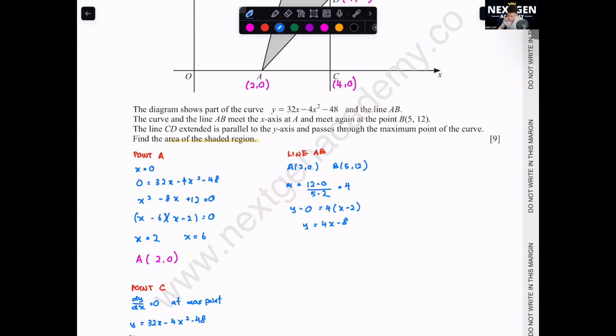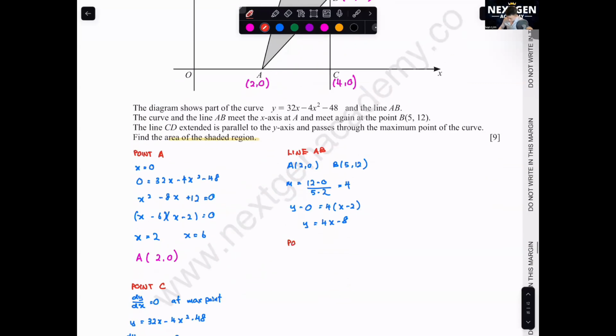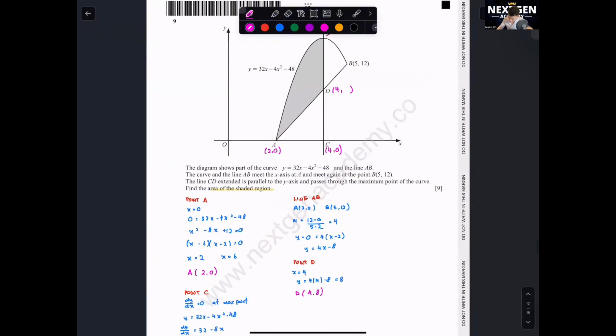Okay, line AB. Then I will find point D. Point D is x equals 4, y equals 4 times 4 minus 8, which equals 8. This is 4, 8. Okay, let's label this now. 4, 8.